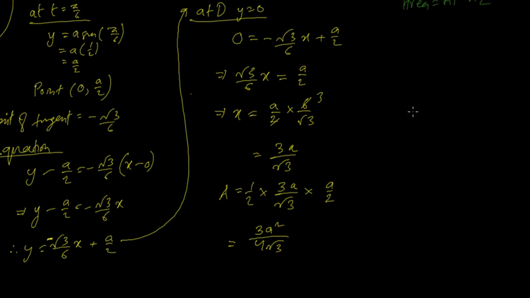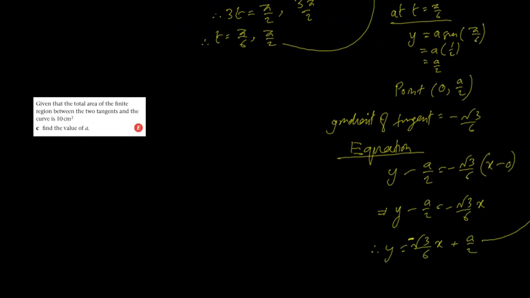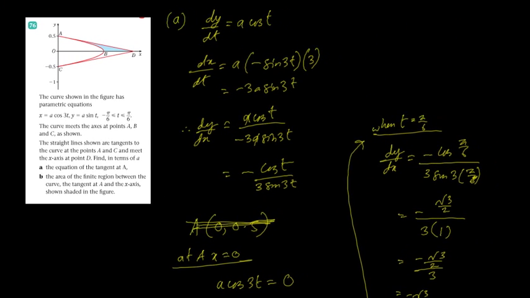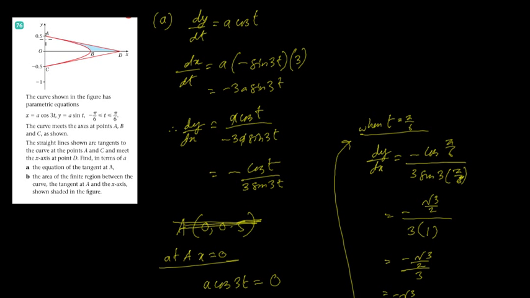Let me repeat what's happening here. This is O, this is D. D has x-coordinate 3a by root 3, and A has y-coordinate a by 2. So we're finding the area, let me call this area 1, using half into base into height. So the area of this triangle AOD we have found using basic geometry, half into base into height.